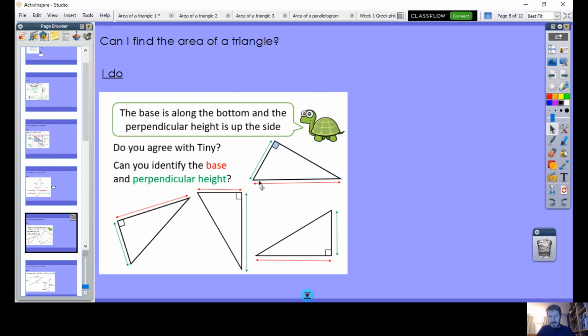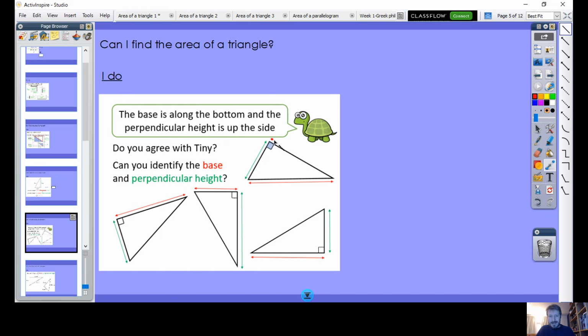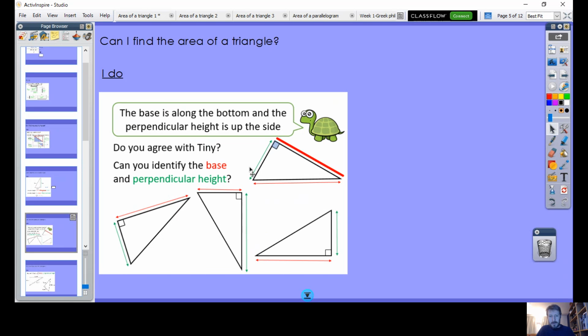So you could say this is the base, but is this the height? No, because it's not coming from the base at a right angle. So this is not the perpendicular height. So what you could say is that this was the base over here, and then this could be the perpendicular height, because it's coming from the base at a right angle. So it has to come from the base at a right angle.